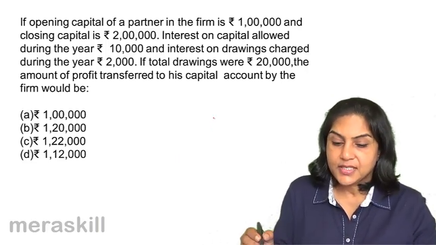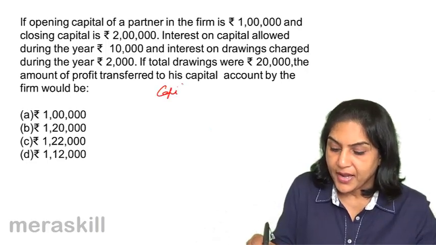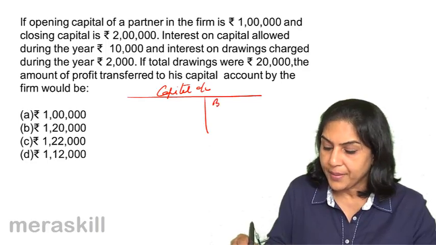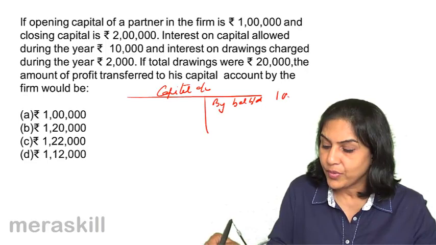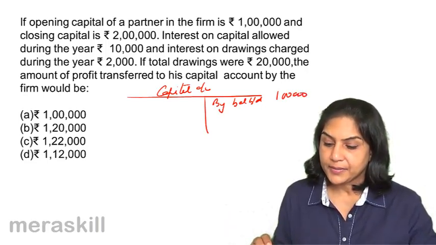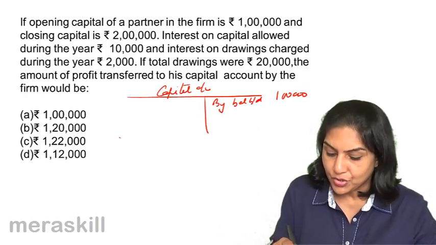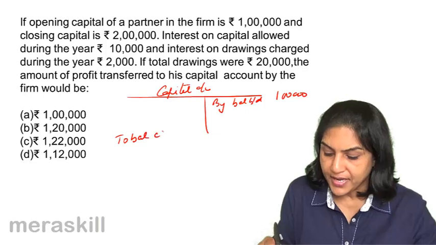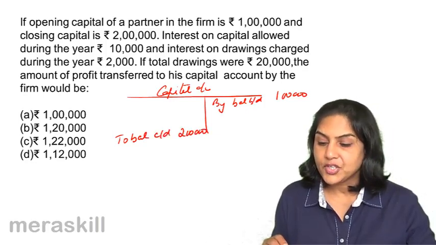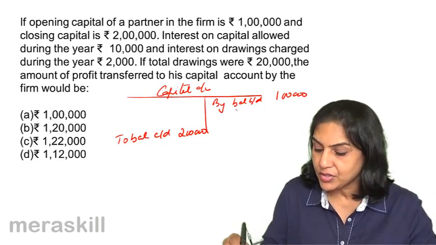The easiest in this case would be to prepare the capital account. Quickly, opening capital by balance brought down is 1 lakh. Closing capital is 2 lakh, so that becomes balance carried down. Interest on capital allowed is 10,000.